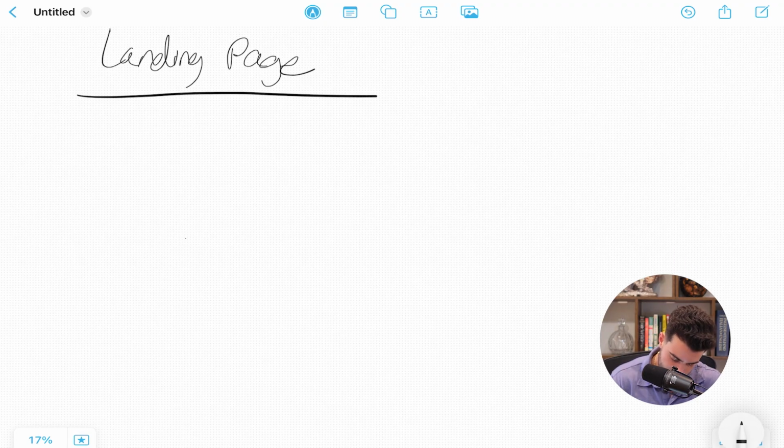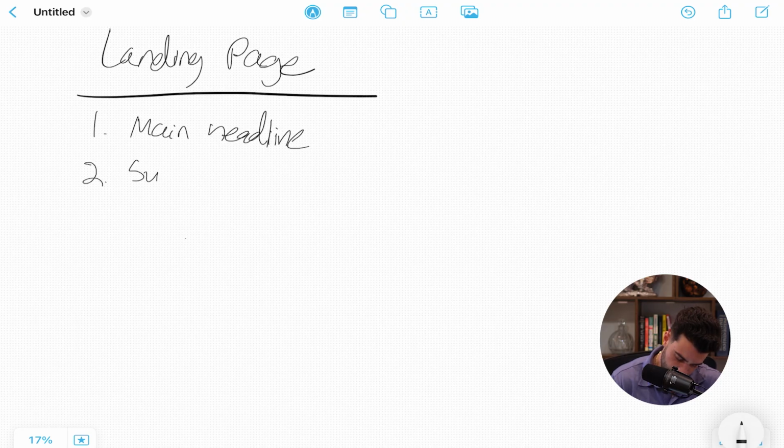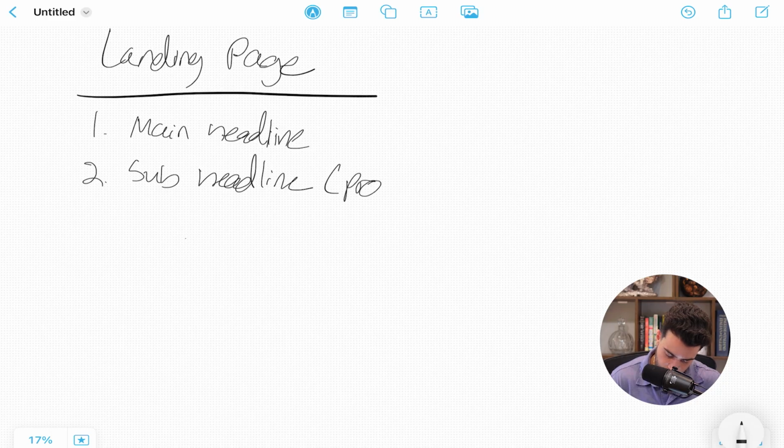The first thing with a landing page is you want to make sure that you have your main headline, which is basically your offer statement. So you want to put that on your main headline, and you want to also have a sub headline, which is going to talk about what you guys do and the proof that you have of why you can make such a bold claim in terms of the main headline.